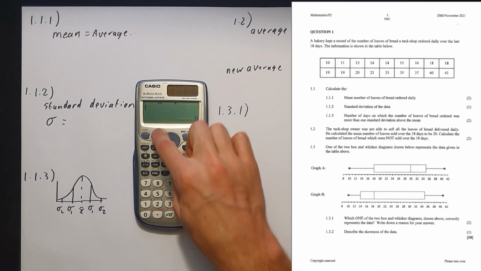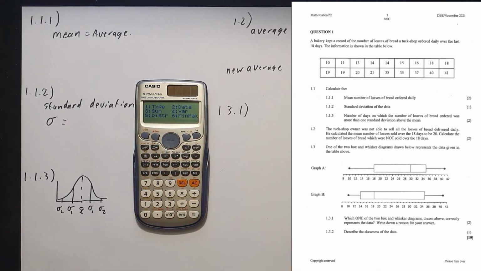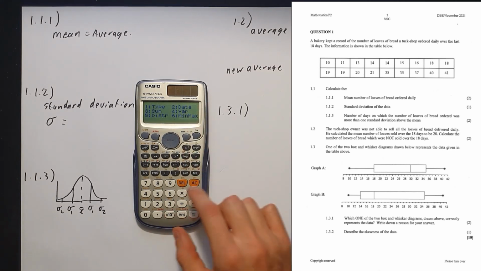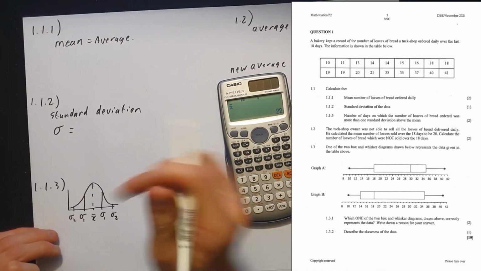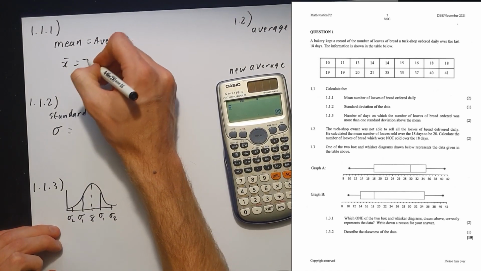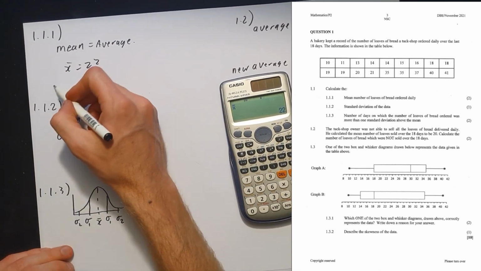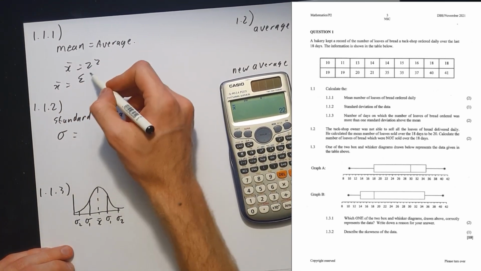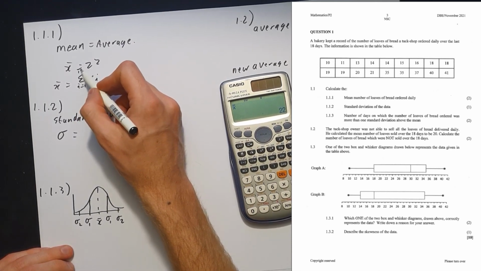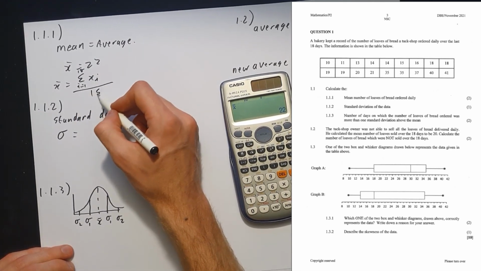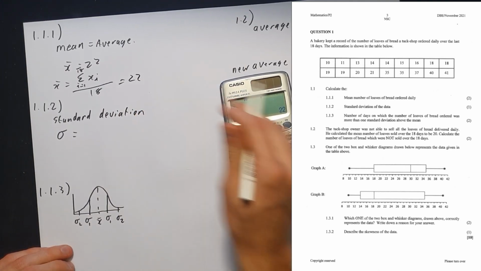Now we're going to go Shift 1, which enables the stat function, and then what we want is number 4, Var. We click number 4, and that gives us our mean value, x bar. If I push 2 and equals, it gives me my mean of 22. So x bar equals 22. The other way you could have done it is x bar equals the sum of all x values from i equals 1 to 18, divided by 18, and you would also have got 22 as your mean.